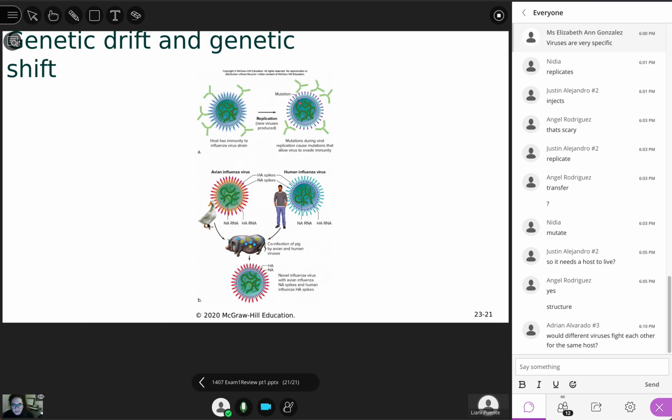So this slide is the last slide, and I just wanted to put it there to show you how it can get transmitted between different types of organisms. Some people were saying that the COVID-19 one came from a bat, and other people were saying different things. Did they say it was a bat? Does anybody know? You could put it in the chat.